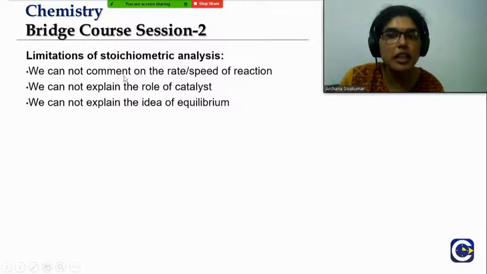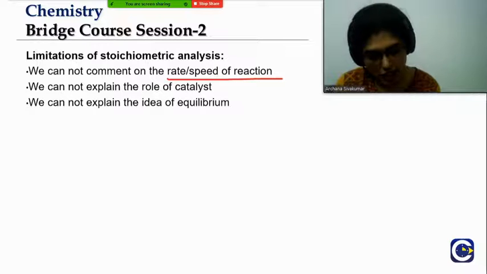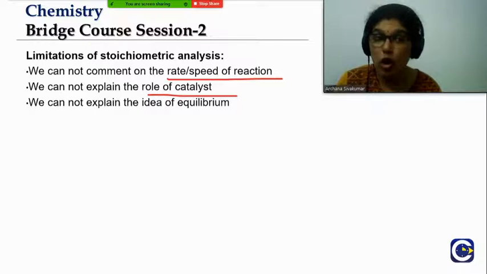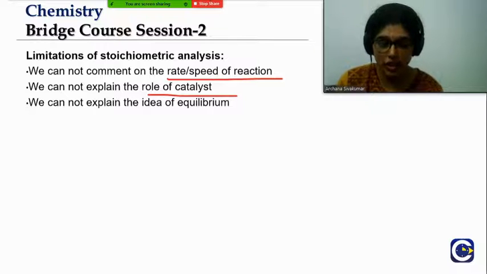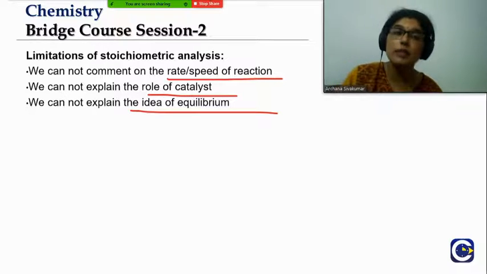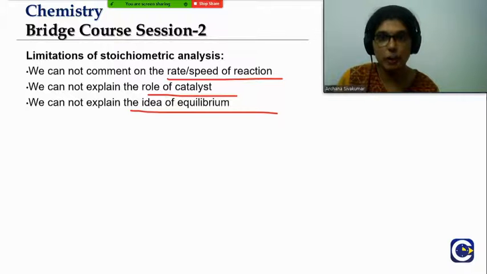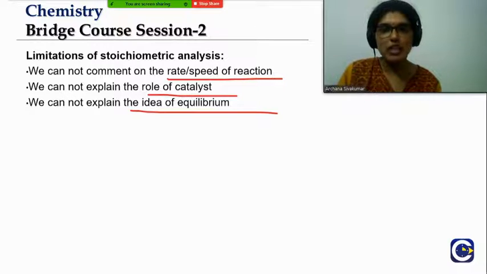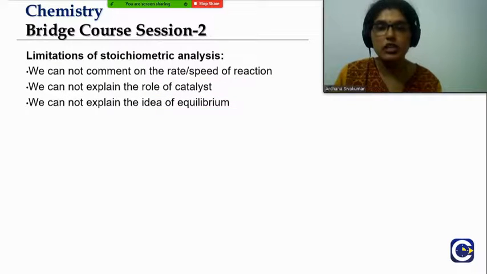So what are the limitations here? We can't comment on the rate or speed of the reaction. We can't comment on the role of a catalyst, if a catalyst is being used, how exactly it works using stoichiometric analysis. And also there are some reactions which are reversible reactions. We can't comment on the equilibrium, how the equilibrium will change. So these are the limitations when we use stoichiometric analysis.